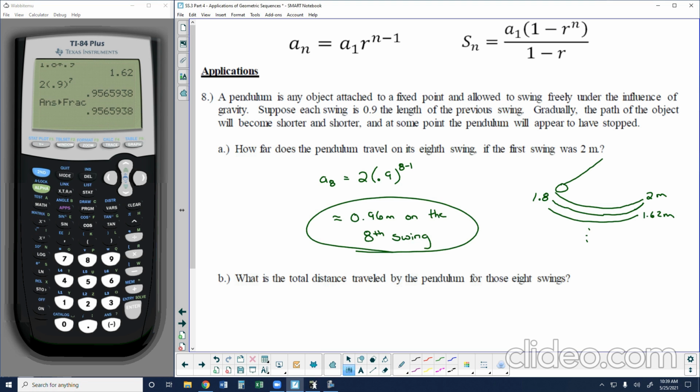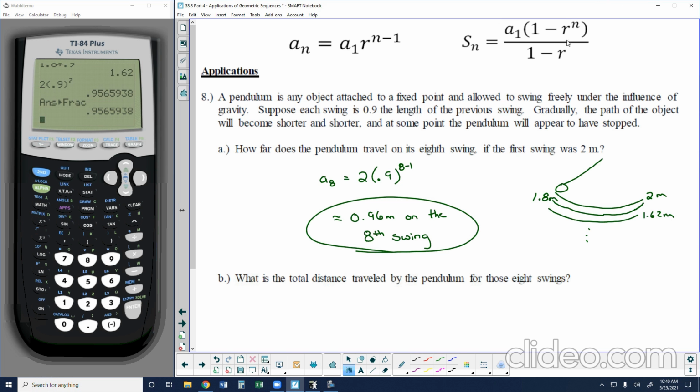In problem 8b, it says, what is the total distance traveled across the 8 swings? What we could do is take this 2 meters and add it to the 1.8 meters, and that would be 3.8. That's the total distance over 2 swings. Then add that to 1.62, so that would be 5.42 meters. That would be the distance after 3 swings. And we could keep adding those.